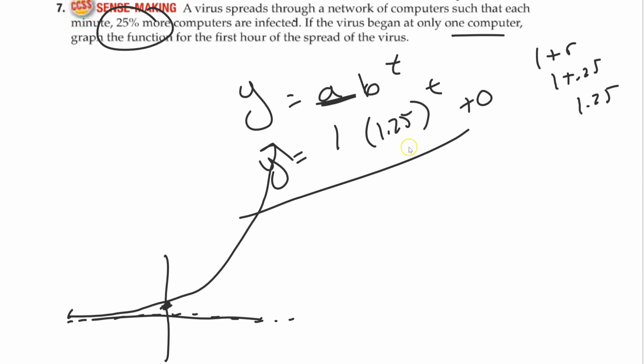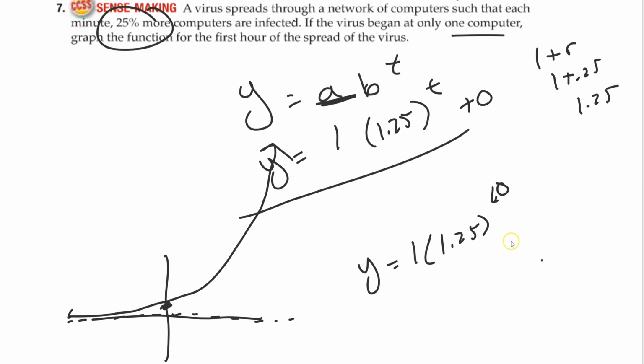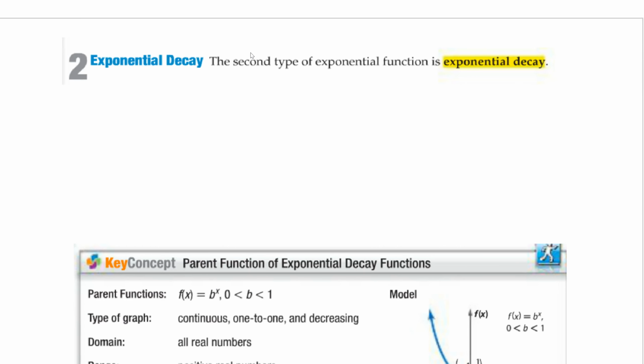I'm actually more interested in figuring out how many computers are affected within the hour. So let's plug in 60. How many computers are affected in the first hour? 60 minutes is an hour. Plug in 60. Use your calculator. 1 times 1.25 to the 60th power. And you get over 600,000 computers infected over the first hour based on this virus. So that's how you do it. That's how we do exponential growth.